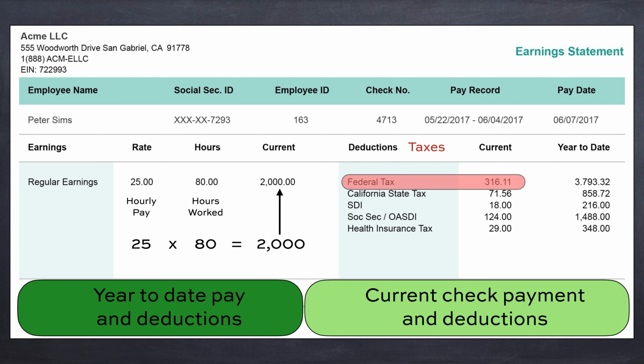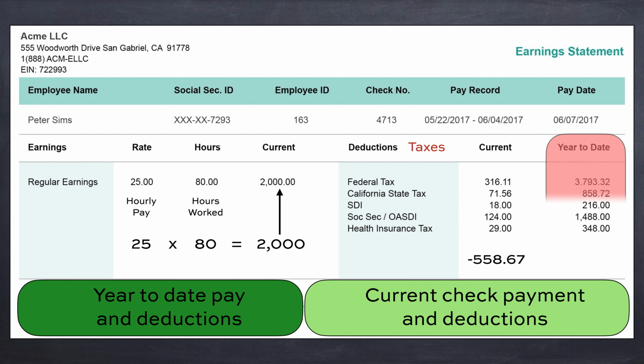Federal tax, $316.11 taken out. California state tax, $71.56 taken out. $18 for SDI tax. $124 for Social Security tax, and then $29 for health insurance tax. So if you add all those up, that's going to be $558.67 taken out of Peter Sim's paycheck for taxes.